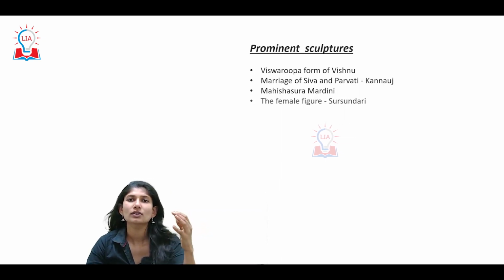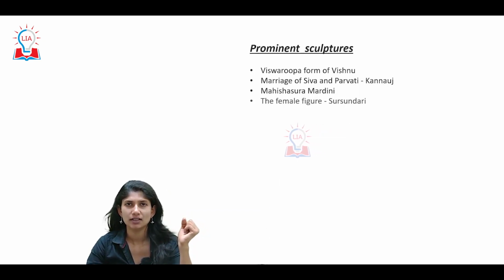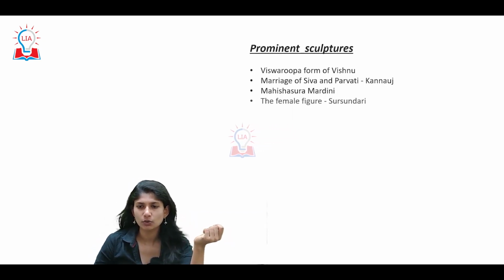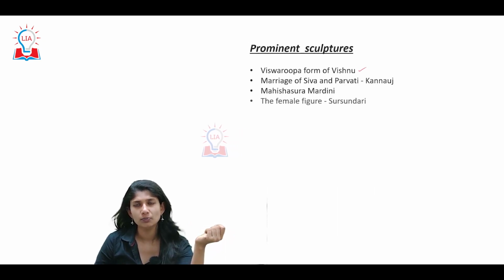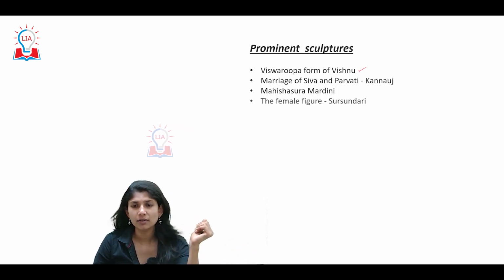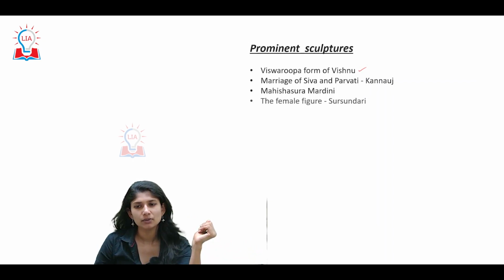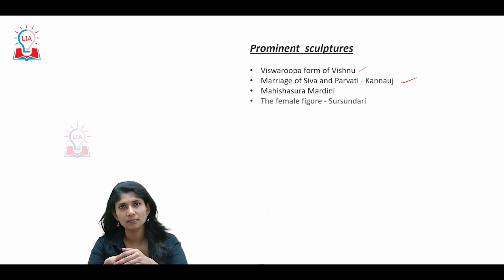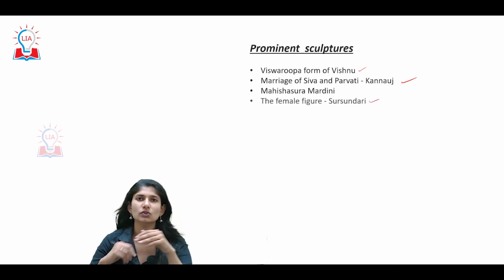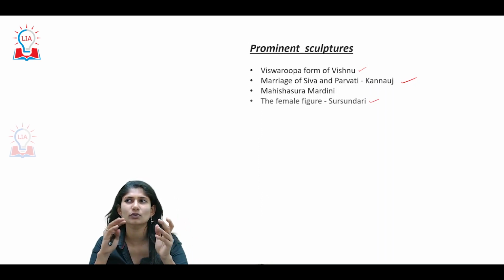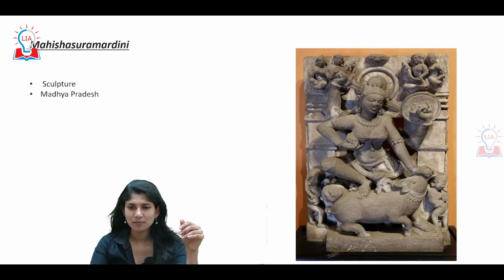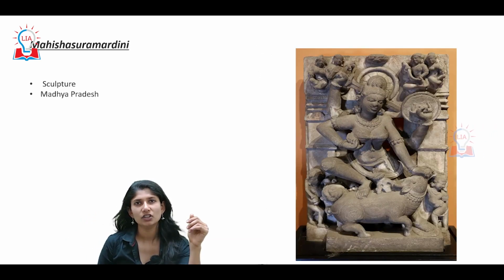Now let's move on to the sculptures portion of your Gurjara Pratiharas. Very prominent or notable sculptures during the period of Pratiharas are your Vishwarupa form of Vishnu. We've spoken as to how important Vaishnavism is for Pratiharas. Next is the marriage of Shiva and Parvati sculpture in Kannauj. Next we have your Mahishasura Mardini. And then is of your Surasundari. This Surasundari is considered as one of the finest sculptures of the Pratiharas. Look at this. This is the Mahishasura Mardini sculpture.